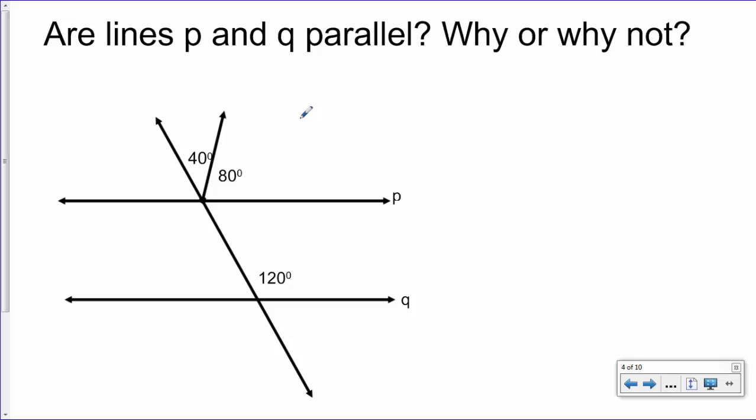Example, are lines P and Q parallel? Why or why not? Identify an angle pair. For example, this total is 120 degrees. These two angles then would be corresponding angles. And we know that corresponding angles are congruent. So that would be our answer.